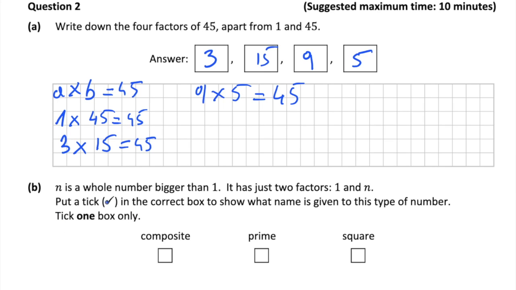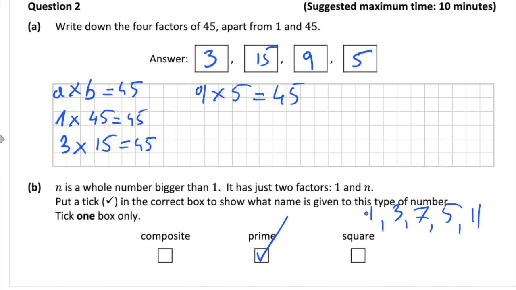In this question, we are looking at n, which is a number bigger than 1. It has two factors, 1 and n. Put a tick in the correct box to show what name is given to this type of number. You should remember a definition that says that a number that has only two factors, 1 and that number itself, is called a prime. Prime numbers are, for instance, 3, 7, 5, 11, because those numbers can only be divided by, or have only factors of, 1 and themselves. And that's the correct answer to this question.